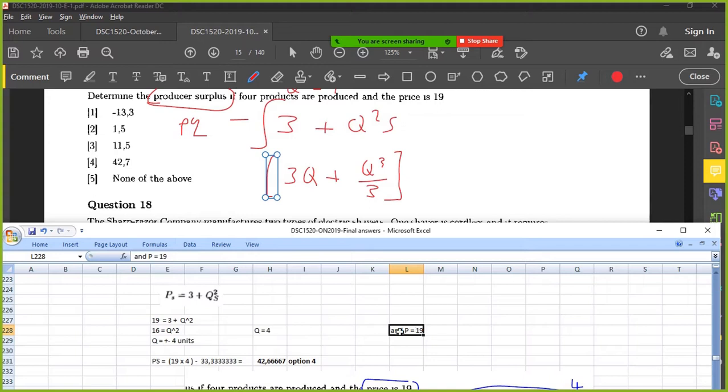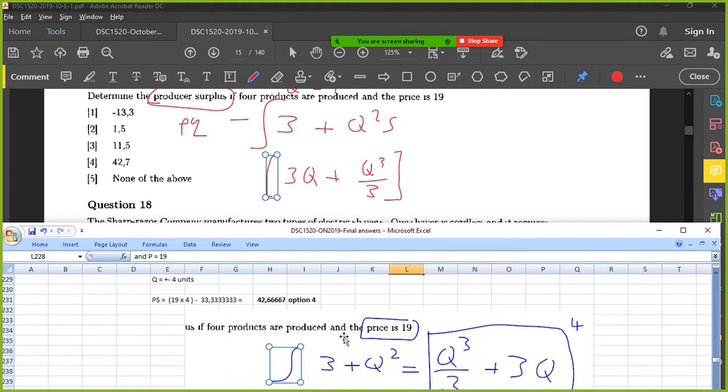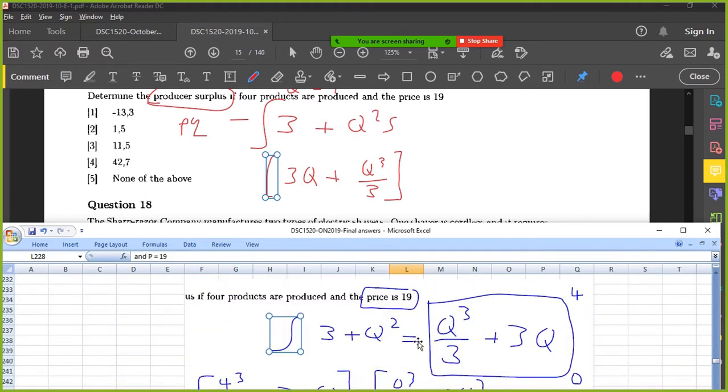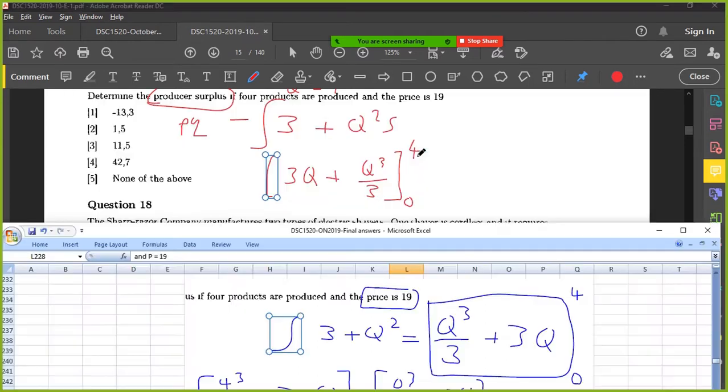Okay, so producer surplus, area under the supply function, over 0 to Q. Where's my supply function? There's my supply function. All right, so there's my integration. I integrated 3 plus Q squared, Q cubed over 3 plus 3Q, same as what we had there. Obviously 0 to 4. Why 0 to 4? Because it's 0 to Q, and Q is obviously 4. Does that make sense? Yep.